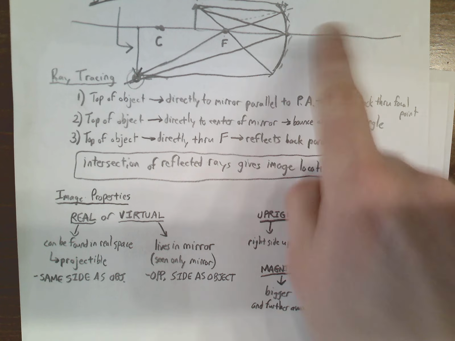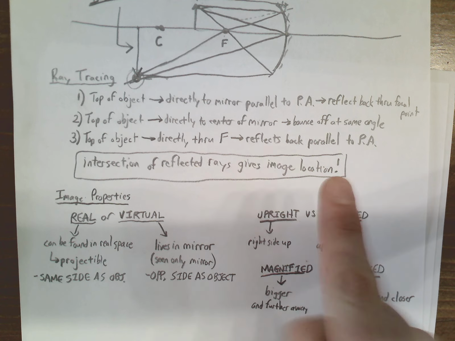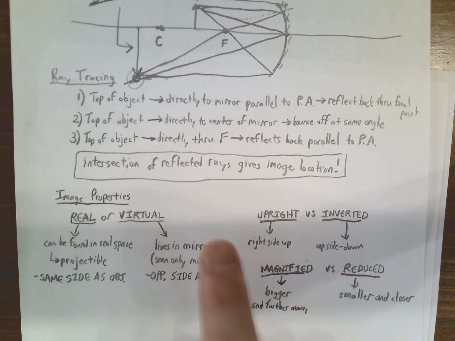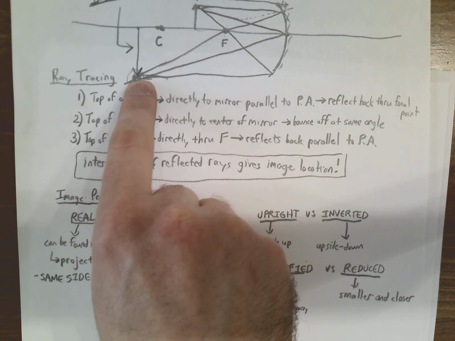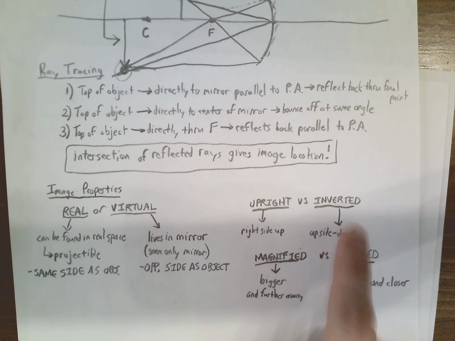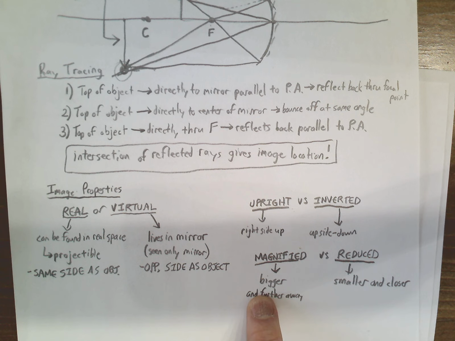So as a recap, we trace these special rays directly to the mirror, back to the focal point, directly to the center of the mirror, bounce off at the same angle, directly to the focal point, and then back parallel to the principal axis. We traced all those rays, we found their intersection, and we found an image that is out in front of the mirror, so it's real. It is upside down, so it's inverted. And it is larger, so it's magnified. Those are the three questions we always want to be able to answer when we draw these rays.